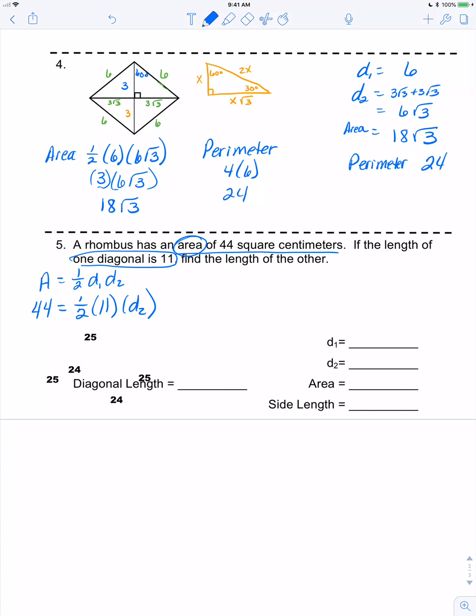Okay, so let's just break this down, and I don't know why these numbers are all here, but let's just pretend like they're not. So 44 is equal to 1/2 of 11, or 0.5 times 11 gives you 5.5, then times our diagonal 2. So we're just going to divide both sides by that 5.5. We're going to get our diagonal 2 then is 8. So diagonal 2 is 8. And I think that's all it asks us for. I don't know why all this is over here.